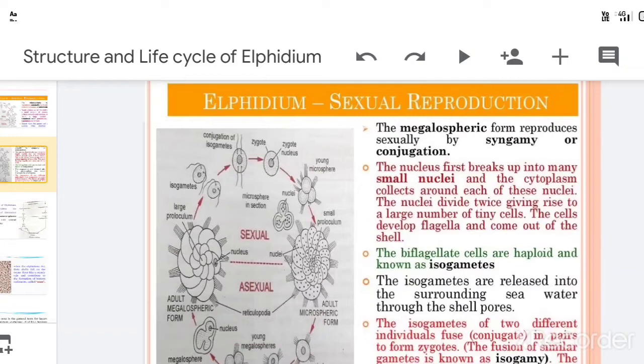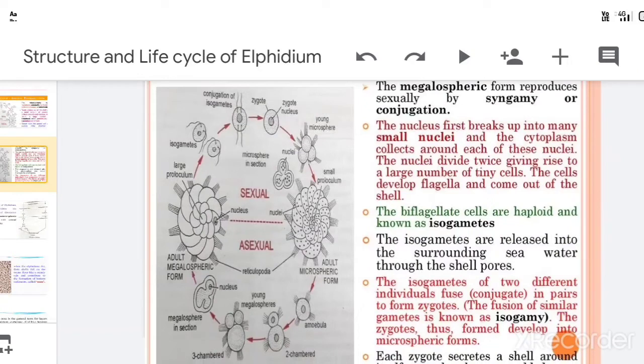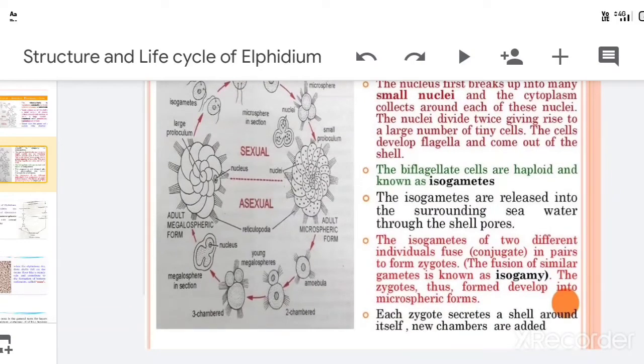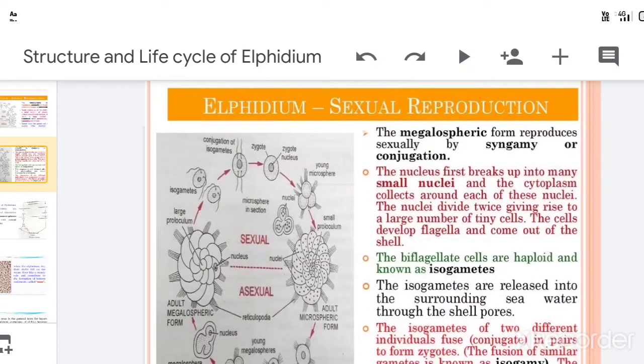So in this sexual reproduction, the megalospheric form reproduces sexually by syngamy or conjugation, and the nucleus breaks down and forms a number of small nuclei, and the cytoplasm collects around each of the nuclei to give rise to tiny cells, which have flagella and come out of the shell. These cells have two flagella, so they are called biflagellate cells, and they are haploid. Since they are similar in size and structure, they are called isogametes. The isogametes are released into the surrounding seawater through the shell pores, and their fusion results in the zygote. This process of fusion of isogametes is called isogamy. The zygote then develops into the microspheric form. So this is what happens in sexual reproduction.